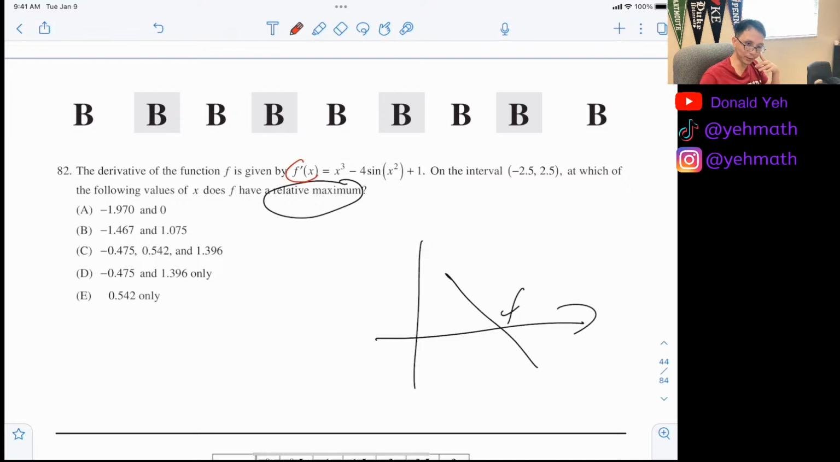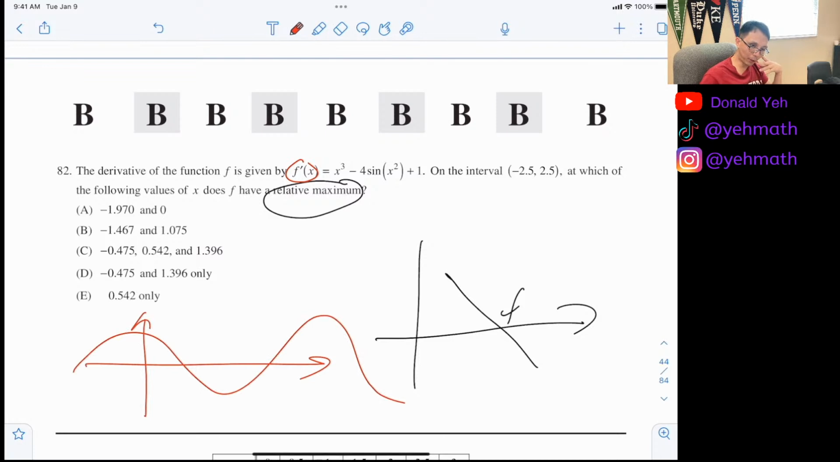This is f prime x. What does that mean? You just look for the 0 from positive to negative. So let's just say if I have some random graph like this, the only part that's maximum is this part, because it went from positive f prime x to negative f prime x. I don't know how many, I don't know where they are, so you got to go find it using calculator. The problem is they give you f prime x, they did not give you f of x.